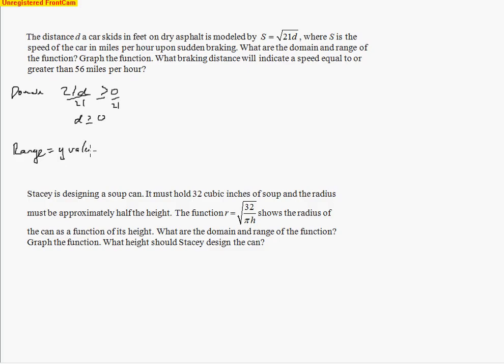And so our range, since s represents the speed of the car and the car cannot go negative, that means that we have r is going to end up being greater than or equal to 0, because it can't have negative speed. And so from there we can go ahead and come up with some values. And so we're using 56 miles per hour is the speed at which we're doing this, and we're supposed to graph this function as well.